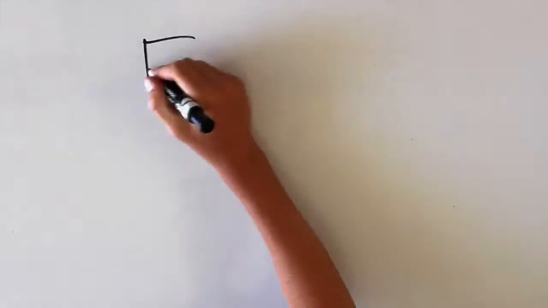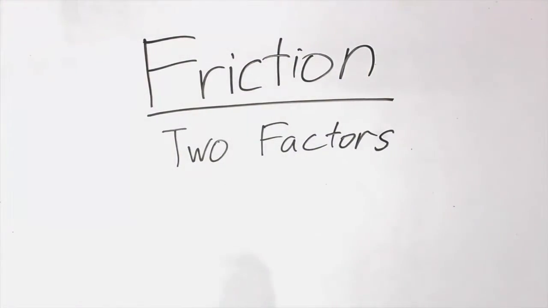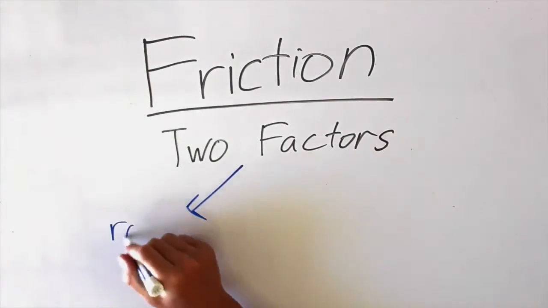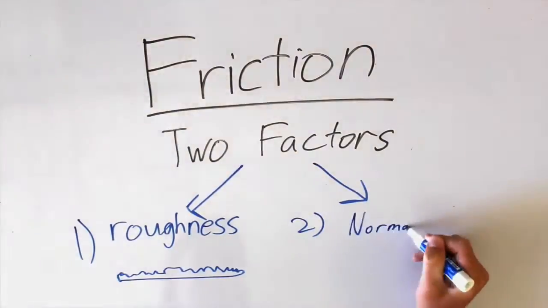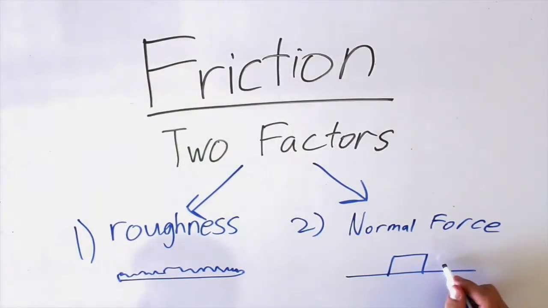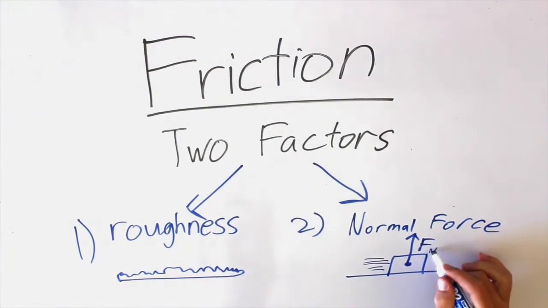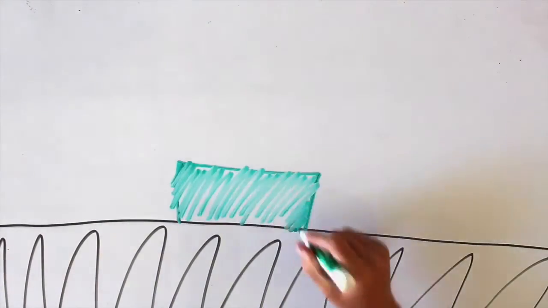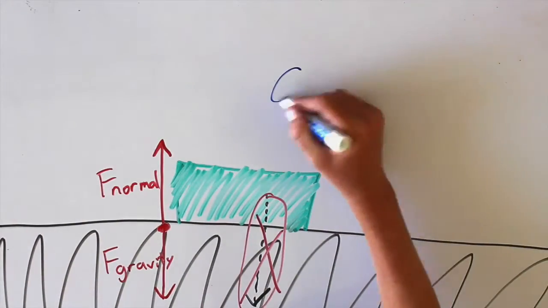But why does ice have so little friction? There are two factors that affect the amount of friction between objects. One is the roughness of the object, and the other is the normal force, or the force perpendicular to the object's motion, pushing the sides together. The most common example of normal force is the ground pushing up to balance out the force of gravity and keep the object from falling.